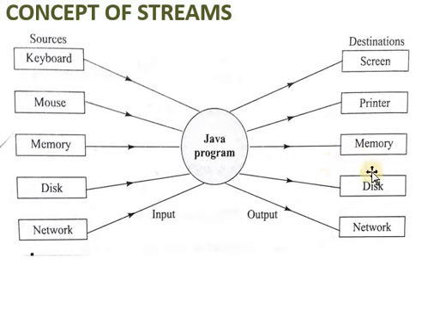The output can be stored for permanent usage in secondary memory, and finally we can use a network, and we can send this output either to the cloud, or to another network, or to another computer system, right? See here, this is the concept of streams.